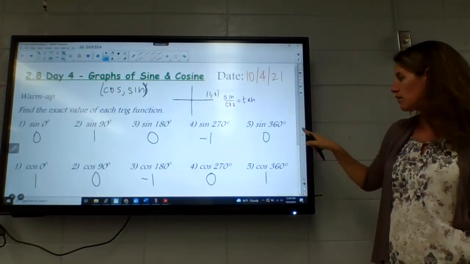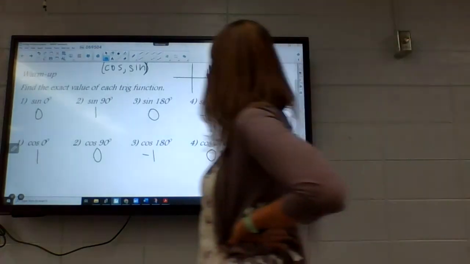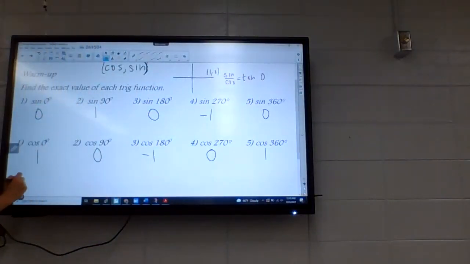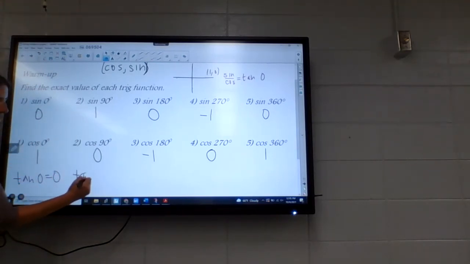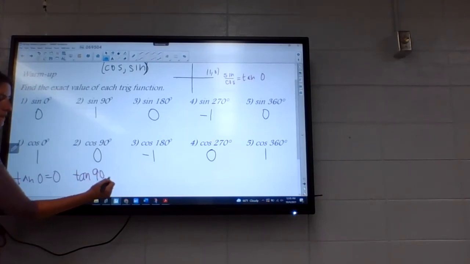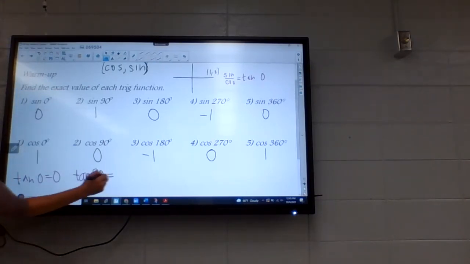What's tangent of 0, guys? It's going to be 0, because 0 divided by 1. So we're basically dividing these in the order you see them. So 1 over 0, what's tangent of 90 going to be? What's 1 over 0? Undefined.